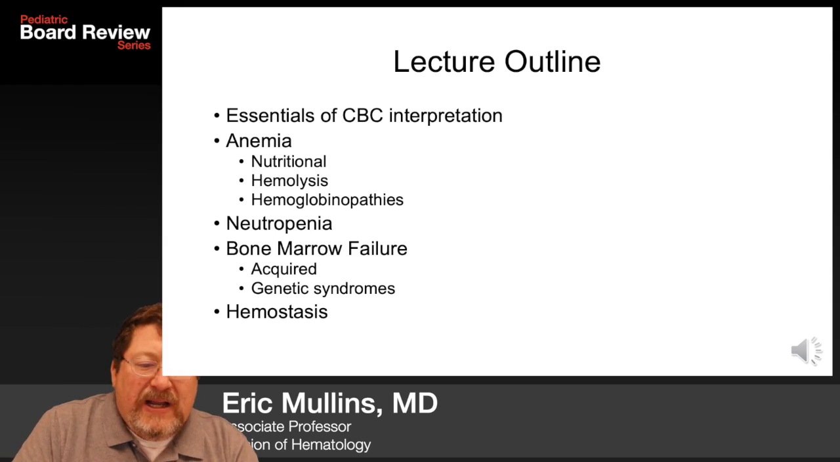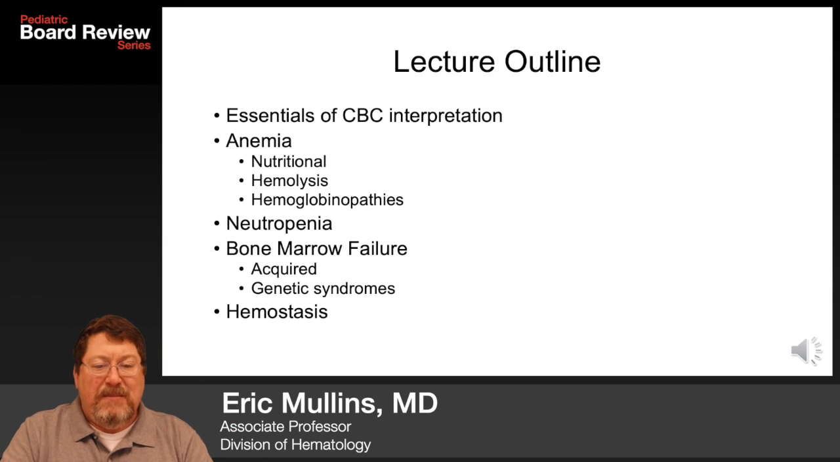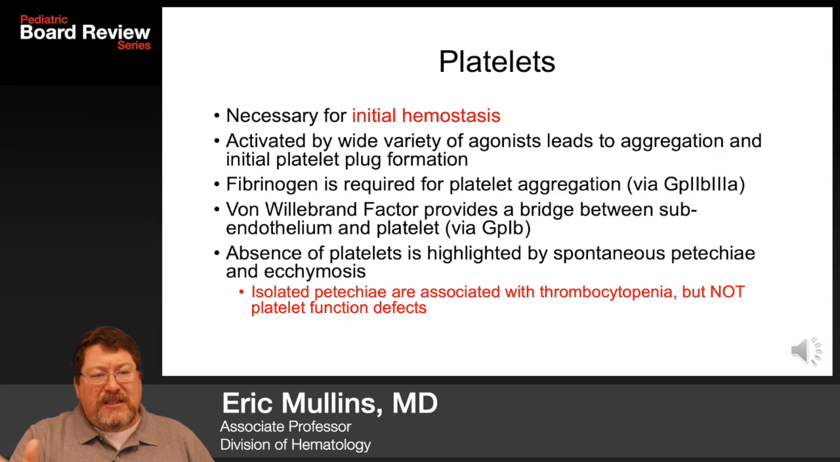And so finally, we're going to end up with a discussion of hemostasis and platelets. So remember, platelets are small, really not cells, but cell fragments that are necessary for initial hemostasis. We used to call platelets primary hemostasis as if it occurred in a vacuum, but really platelet activation and the hemostatic cascade happen simultaneously and don't occur in a vacuum.